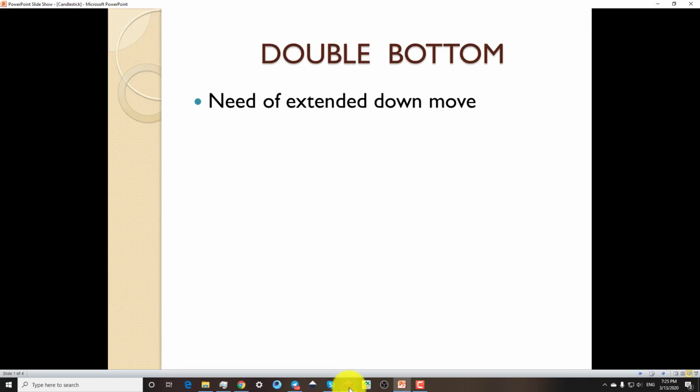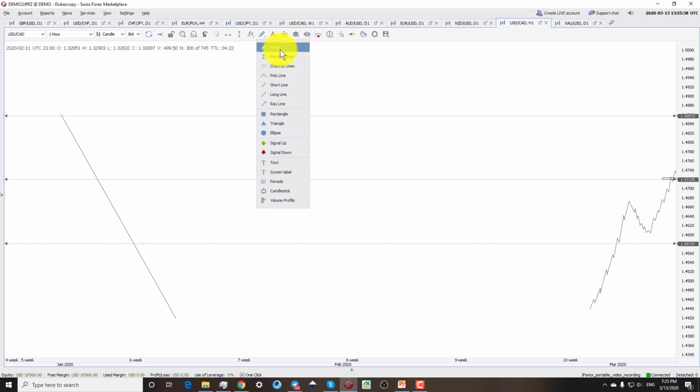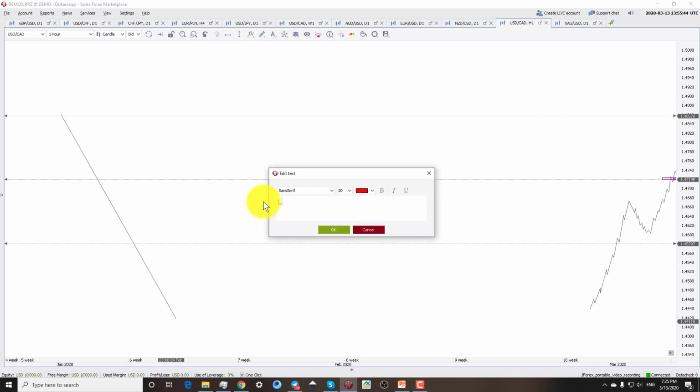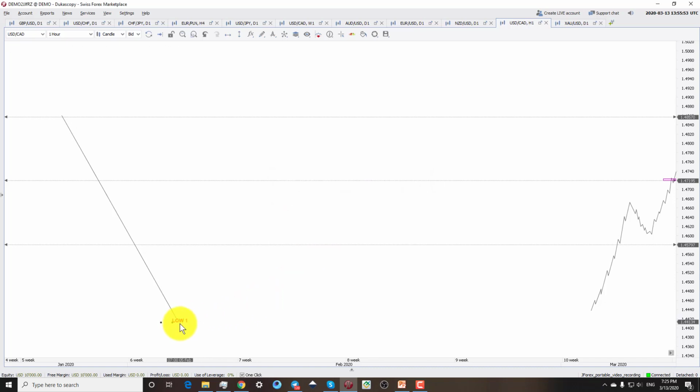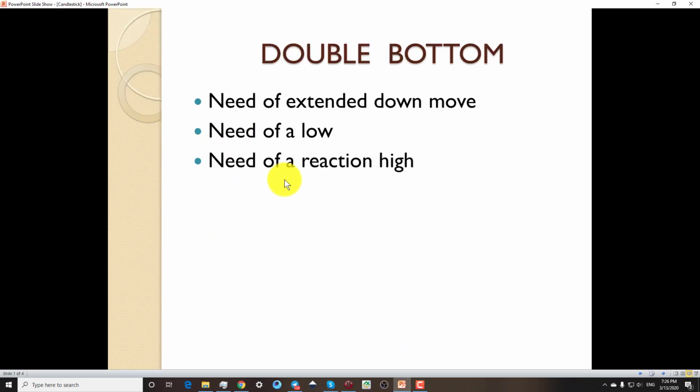After that we need a low. We have a low here, and we will mark it as low 1. This is our first low, and from this low we need a reaction high. First we need an extended down move, then we need a low, and then we need a reaction high.